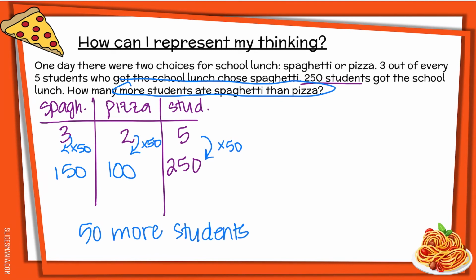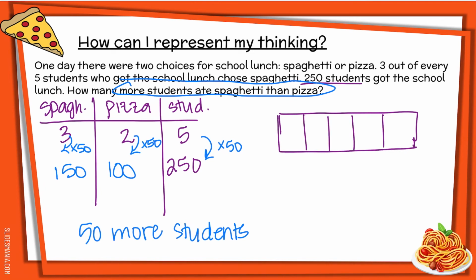I can also represent this relationship using our strip diagrams that we used on the previous example. If I know that we have 3 out of 5 students that get spaghetti, so we have spaghetti, spaghetti, and spaghetti. That means that the remaining 2 ordered pizza. So here, visually, we see our 3 to 2 ratio.